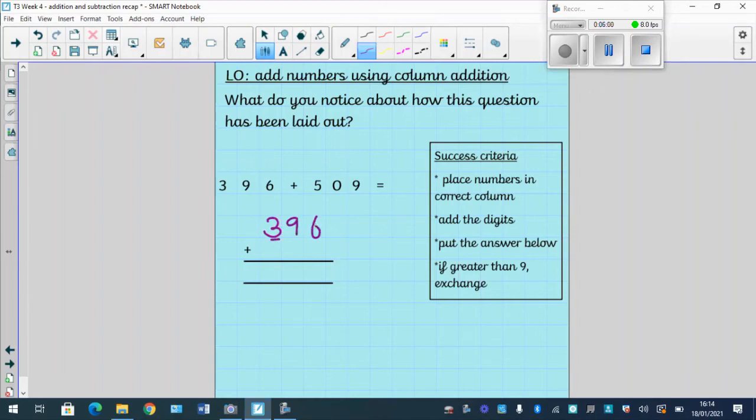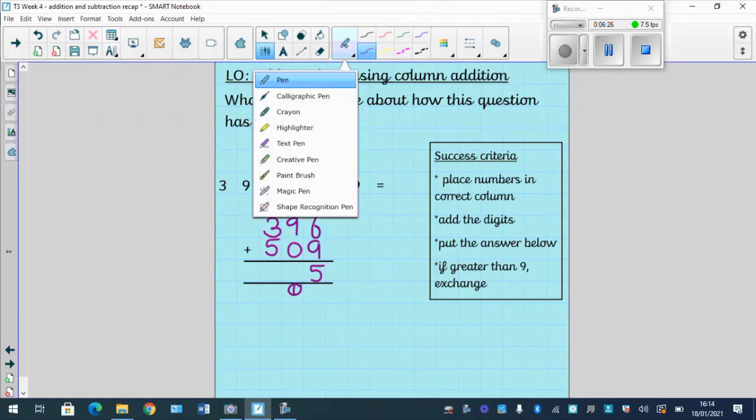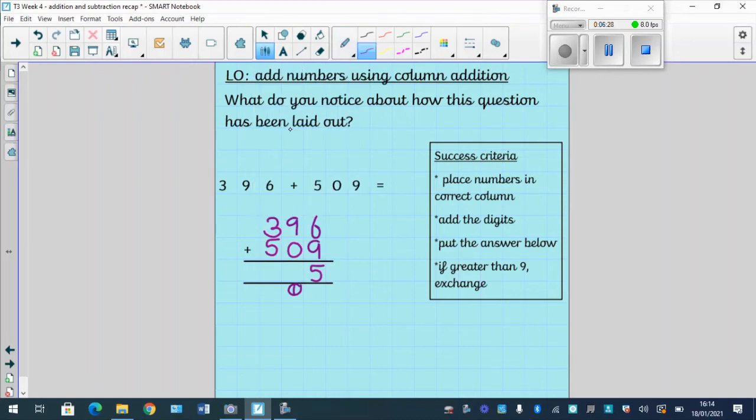396 add 509. 6 add 9 is 15. 15 is a 2-digit number. It's made of 5 ones. So we take the 5 ones and we put them below in the ones column. Next, I take the 10 of the 15 and then I exchange it and I pop it below in the tens column. And the whole idea of this, boys and girls, is that we add everything up in this column now. So 9 tens add no tens is 9 tens, then add the 1 ten left on its own, and we get 10 tens.